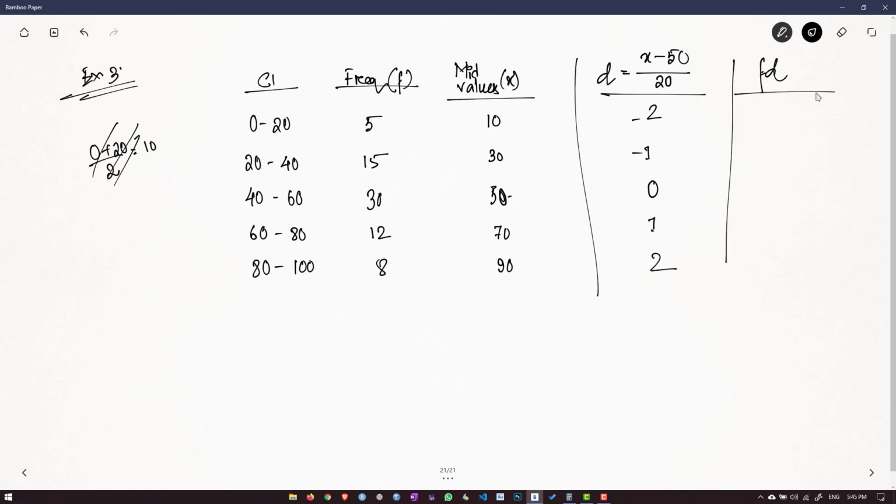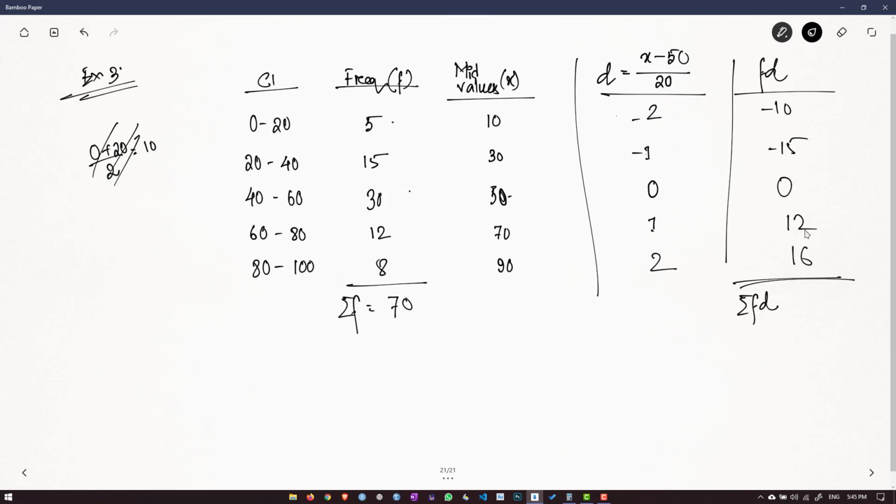right? So F into D will be this column into this column. 5 into minus 2 is minus 10, minus 1 into 15 is minus 15, 0 into 30 is 0, 1 into 12 is 12, 2 into 8 is 16. So you need the total of this column, that means summation FD, and total of this column, that means summation F. Now summation F is 70. Why? Because 5 plus 15 is 20, plus 30 is 50, 50 plus 20 is 70.